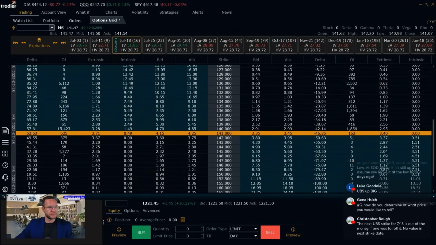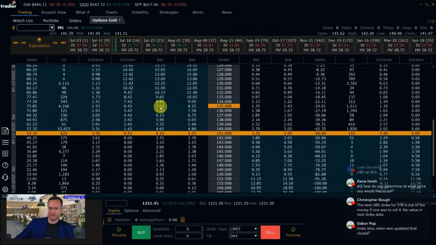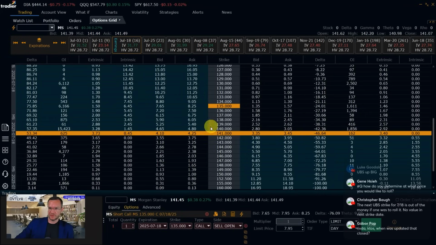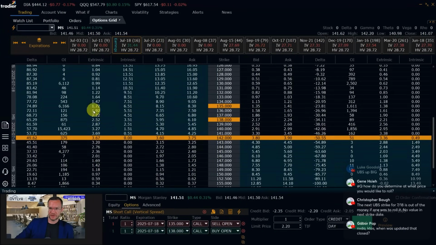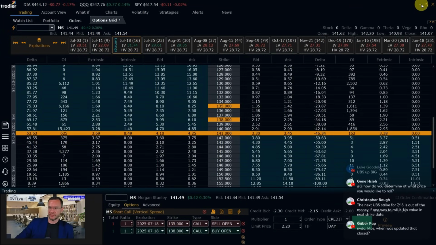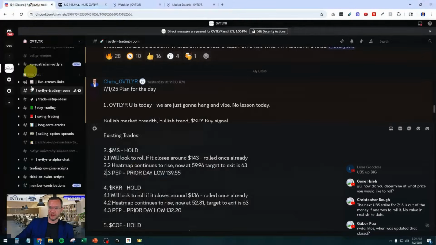Hold tight. Okay, Morgan Stanley. I am in the 135s. So if I roll it, I would have to sell to close the 135s and then buy to open something closer to the money. Looking at this one here, 140 has too much extrinsic value, 322 over 485. So if I roll it, it would probably be to the 138s. And by then, the extrinsic value would have come down. So that would be my plan, rolling from the 135 to the 138s.